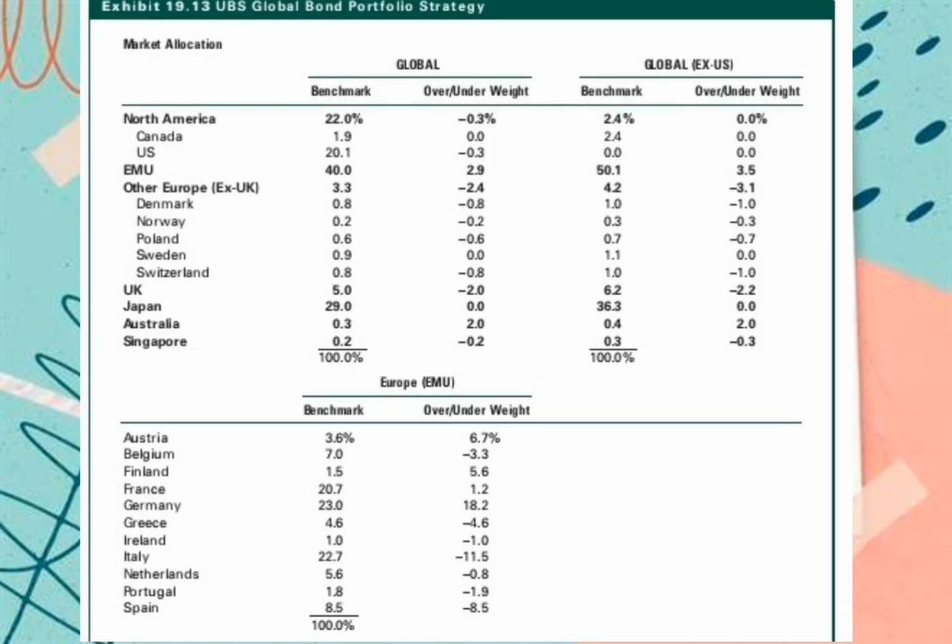This table outlines a UBS global bond portfolio strategy comparing market allocation and currency allocation against a benchmark. It shows the percentage allocation for various regions: North America, EMU, other Europe, UK, Japan, Australia, and Singapore under two scenarios: a global portfolio and a global excluding US portfolio. The over or underweight columns indicate the portfolio manager's deviations from the benchmark allocation for each region. For instance, in the global portfolio, the US is underweighted by 2.10%, while Japan is overweighted by 2%.